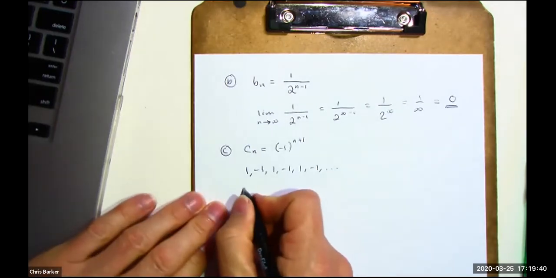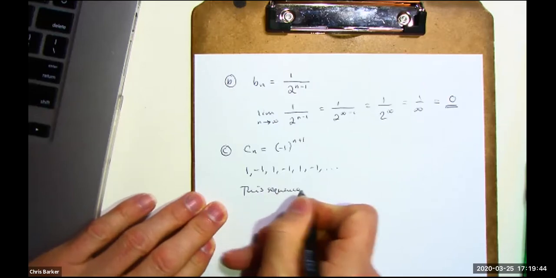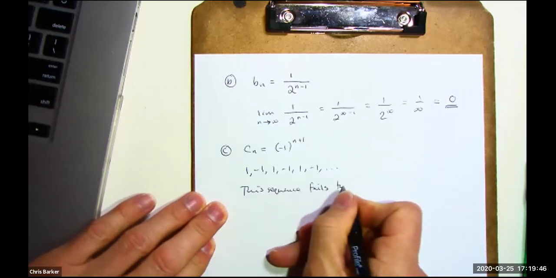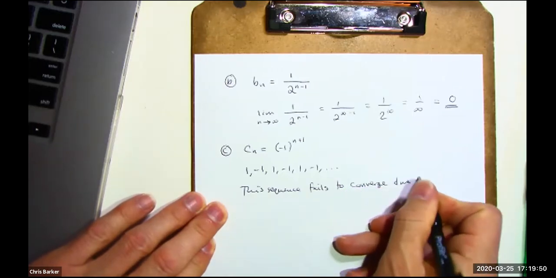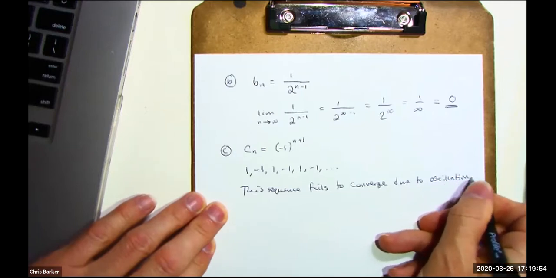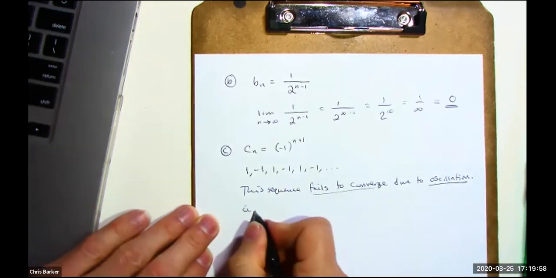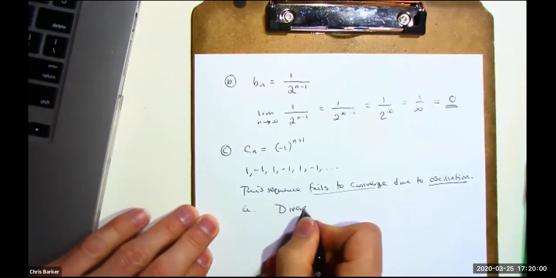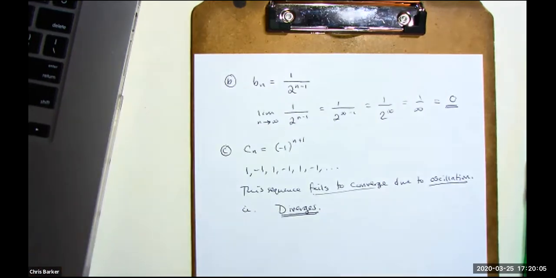We say that this sequence fails to converge due to oscillation. All right, it fails to converge due to oscillation. In other words, it diverges. That's the official answer. That sequence diverges.